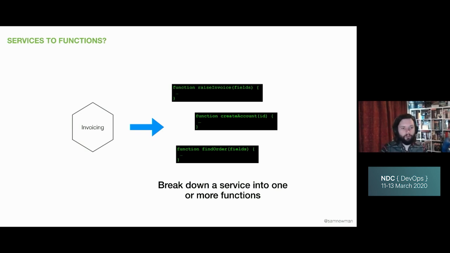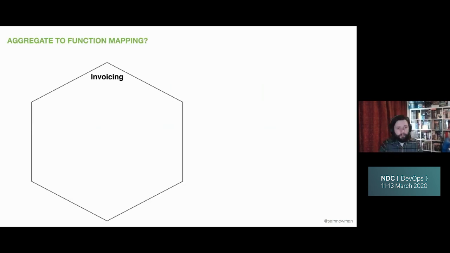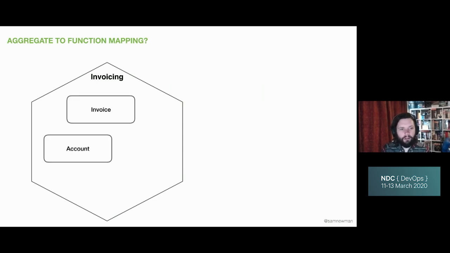If you do decide you want to go finer grained than one service to one function, the piece of advice I'd give is to start looking at how you work with and manage your aggregates, or your bits of data. An initial starting point would be to map all the functionality about managing a single aggregate to one function, initially at least. So inside my invoicing service, we might work with and manage, say, an invoice aggregate, an account aggregate, an order aggregate.